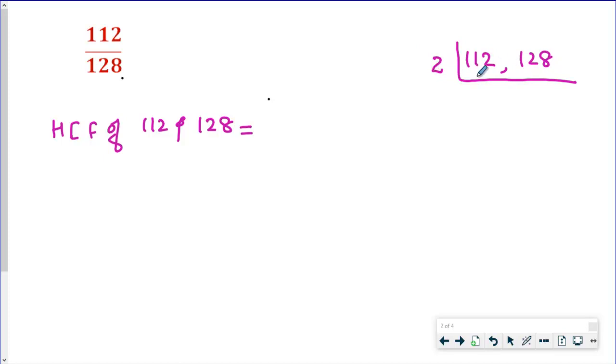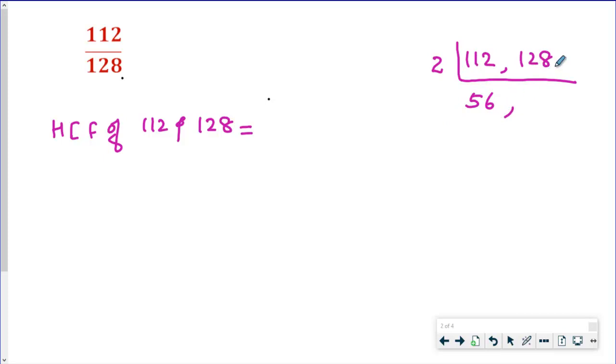So here, in 112, first you have to take 11. Within 11, there are 5 twos. 5 twos are 10, remaining 1. So this 2 becomes 12. 6 twos are 12. That is, if you divide 112 by 2, our answer is 56.